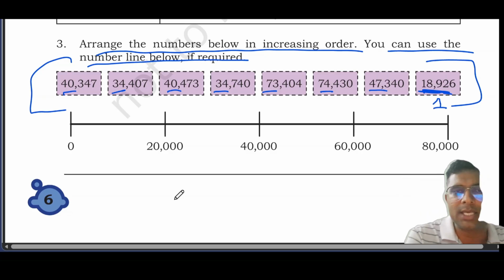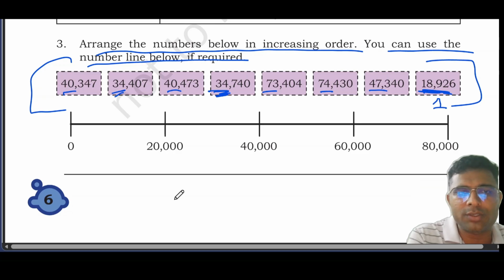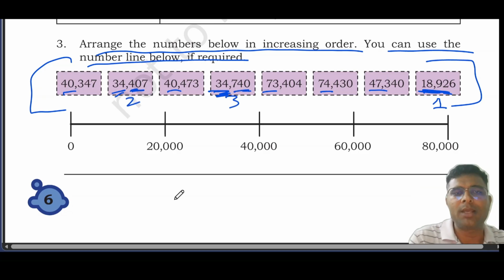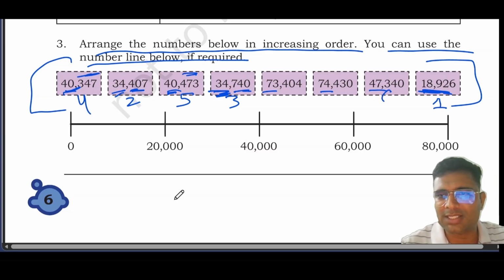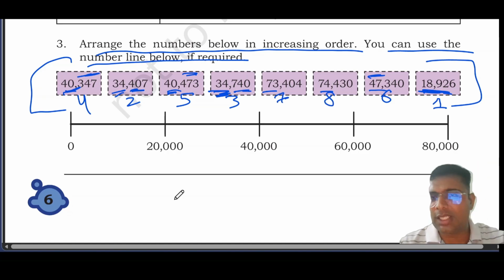After this, children, which is next? This is 34, this is also 34. Among these 34s, this is 407 and this is 740. So this will be second, this will come third. After this, come to next. This is 40,000, this is also 40,000, but this is 300 and this is 400. So this will be fourth, this will be fifth, and next it will be sixth, because this is 47,000. After this, this will be seventh, 73,000, and this will be the biggest, 74,430.